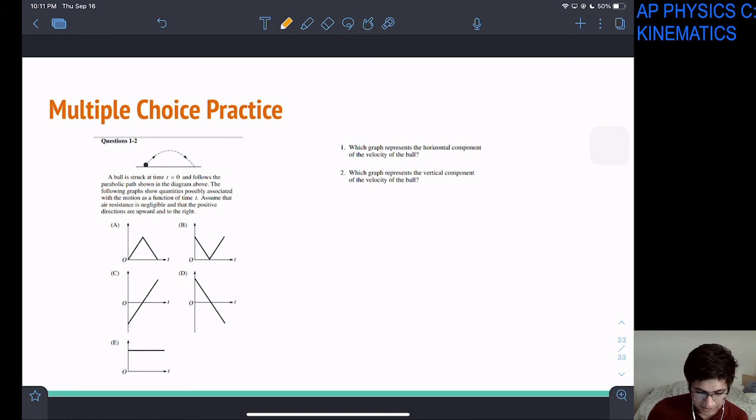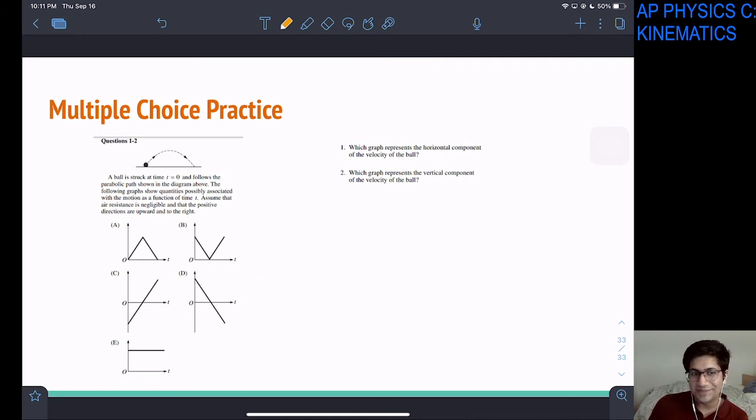A ball is struck at time t equal to 0 and follows the parabolic path shown in the diagram above. The following graphs show quantities possibly associated with the motion as a function of time t. Assume that air resistance is negligible and the positive directions are upward and to the right. Part 1: Which graph represents the horizontal component of the velocity of the ball?